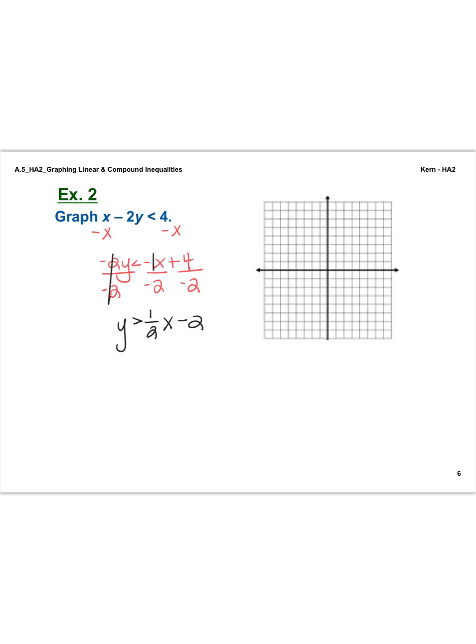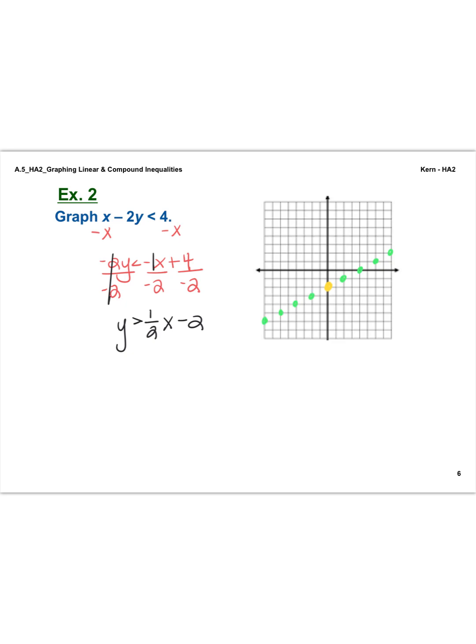All right, now I'm gonna place these points on my graph. Start at the y-intercept, and I'm going up 1 over 2, up 1 over 2, and then I'm gonna go down 1 to the left 2.